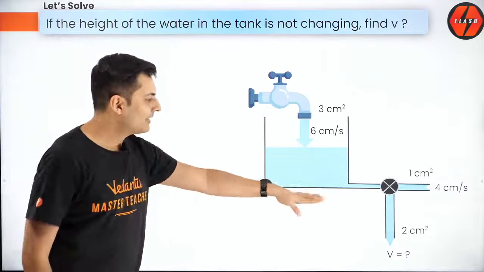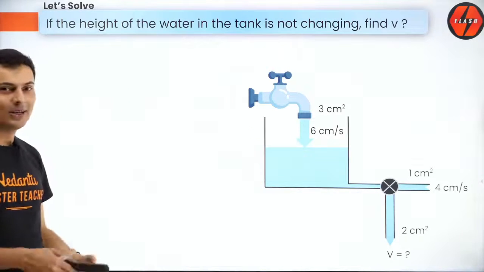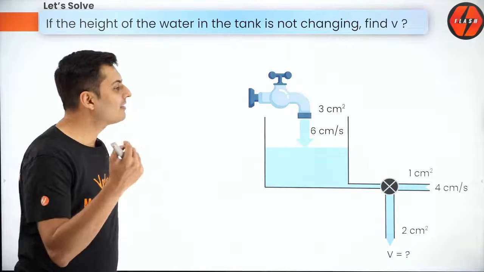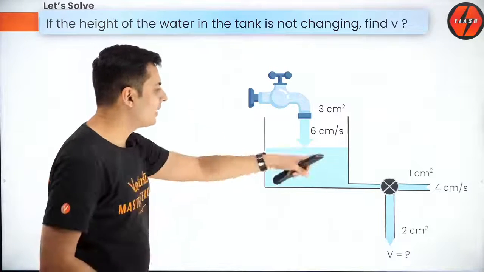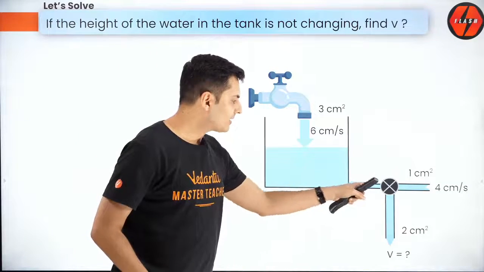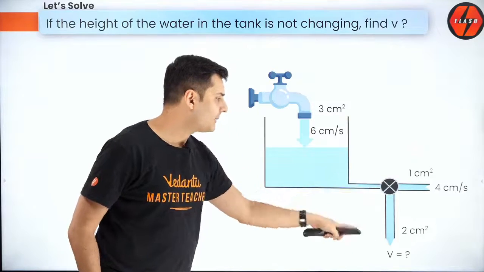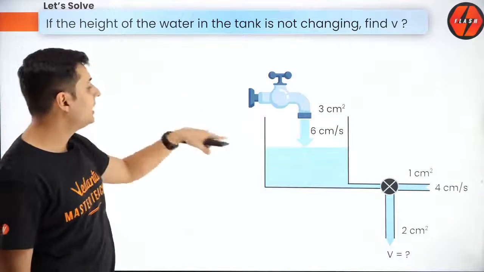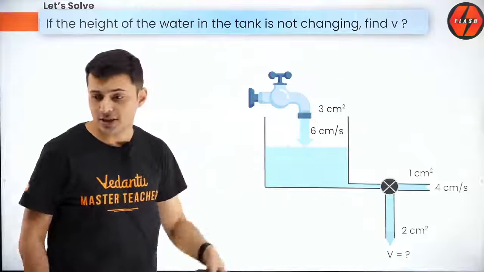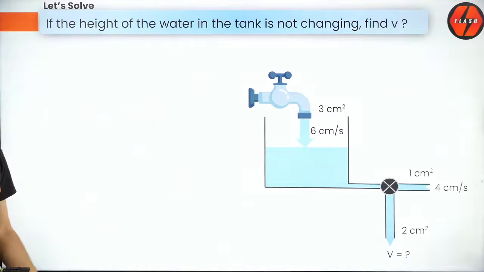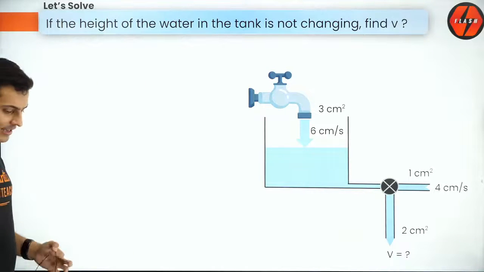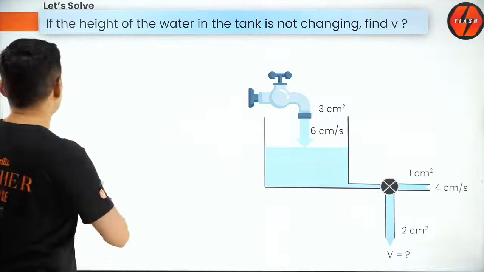Come on guys, think about this. What will be the answer for velocity? Let's see who can give the answer really quick. Think, the water is getting mixed here. The water is coming from the tank and from this side. But it is also mentioned that the height of the water inside the tank is not changing. Alright, some people are saying 7, some people are saying 11. Let's see what the correct answer should be.